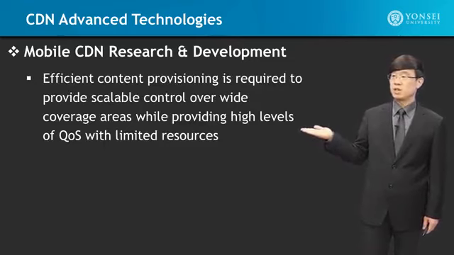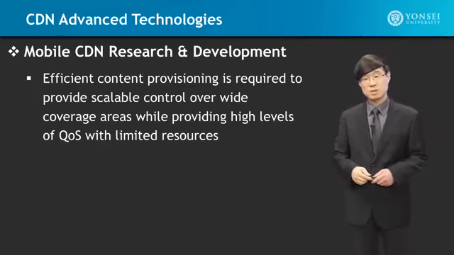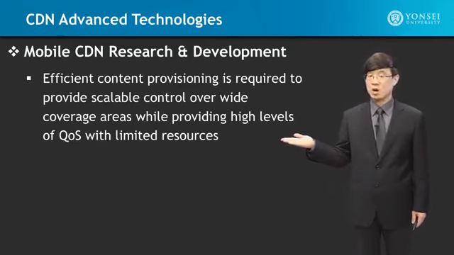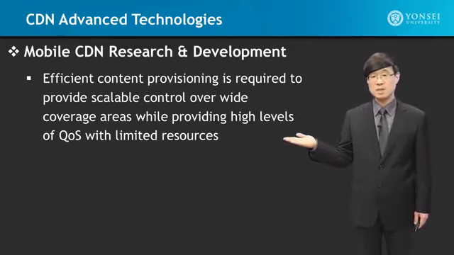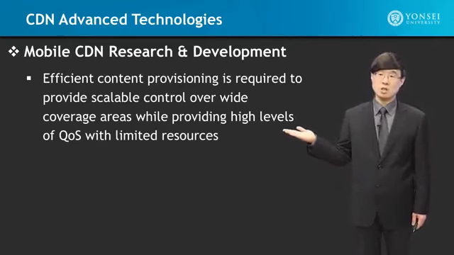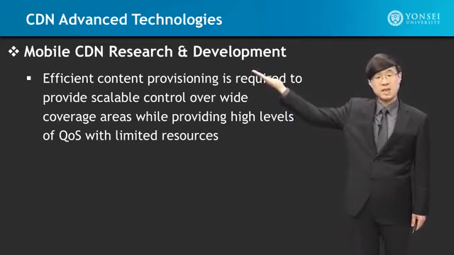Efficient content provisioning is required to provide scalable control over wide coverage areas while providing high levels of quality of service with limited resources. This is a challenge of the current internet and CDN services. In addition, this is even a larger challenge for mobile CDN services.